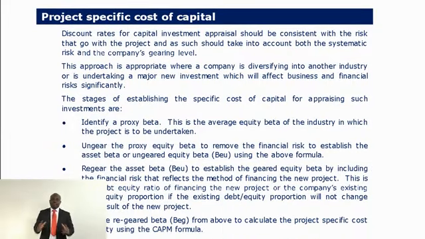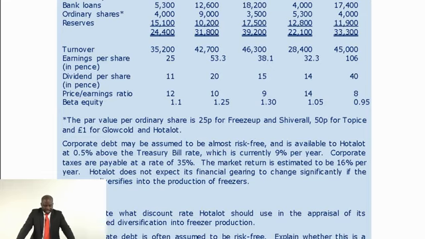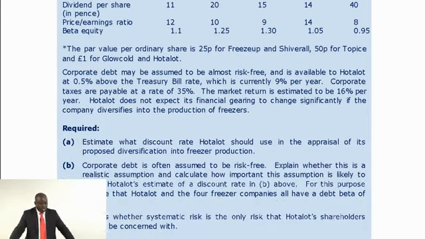Corporate debt may be assumed to be almost risk-free and is available to Hot Alert at 0.5% above the Treasury bill rate, which is currently 9% per year. Corporate taxes are payable at a rate of 35%. The market return is estimated to be 16% per year. Hot Alert does not expect its financial gearing to change significantly if the company diversifies into the production of freezers. Required: estimate what discount rate Hot Alert should use in the appraisal of its proposed diversification into freezer production.